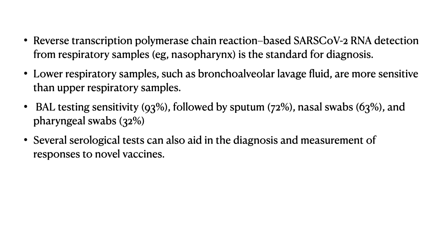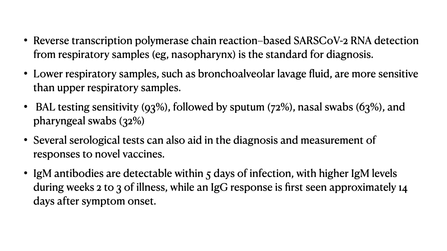Since these tests have low sensitivity, several serological tests can also aid in the diagnosis, and these tests can also help in measuring the response to novel vaccines. IgM antibodies are detected within 5 days of infection, with higher levels being seen 2 to 3 weeks after infection. IgG is usually seen after 14 days of symptom onset.